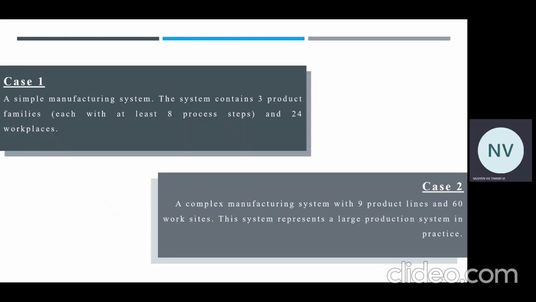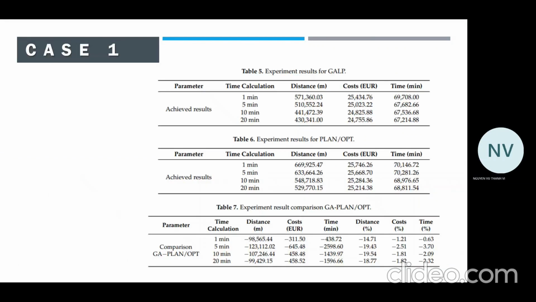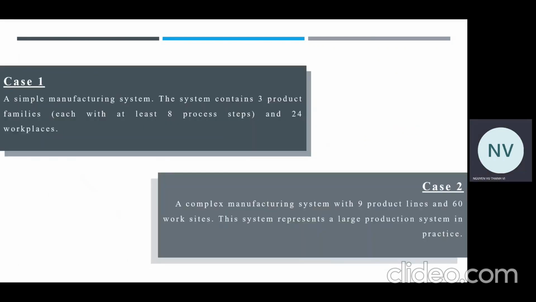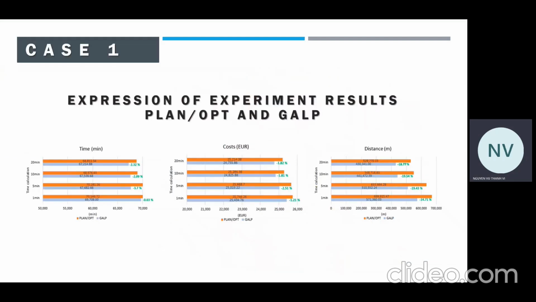And now our result comparisons. Firstly, we compare with the PLANOPT algorithm, a method used in the factory PLANOPT model, part of the factory design and optimization package from Systematic Metrics. And then we compare them on 3 criteria: distance, price, and time. After this comparison, we get the result and evaluate on the 2 test cases.